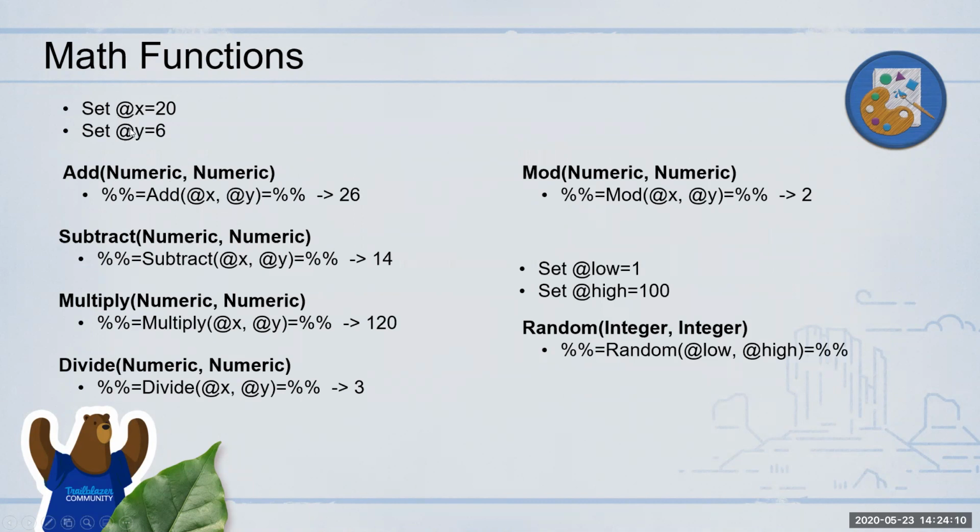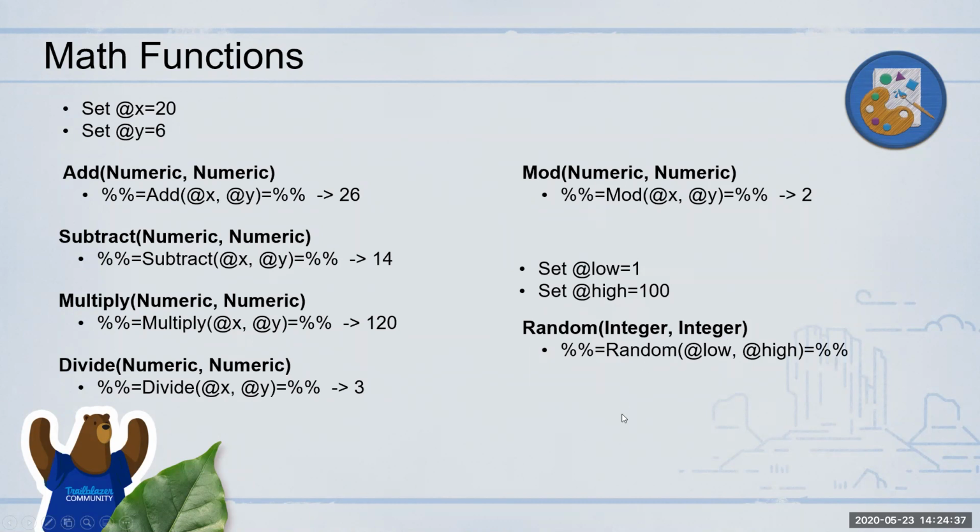Okay, for instance, if I have two variables x and y, 20 and 6, add will give you 26. Subtract will give you 14. Multiply, as you can see, will do all those. Divide will give you the quotient, and then mod will give you the remainder. Okay, so keep that in mind. It doesn't have to be a perfect division over here.